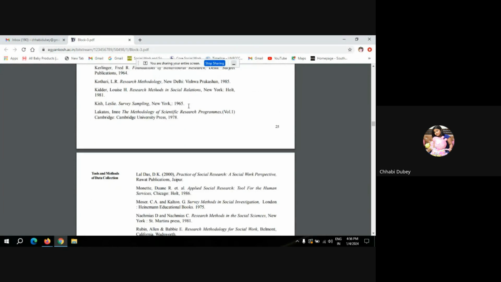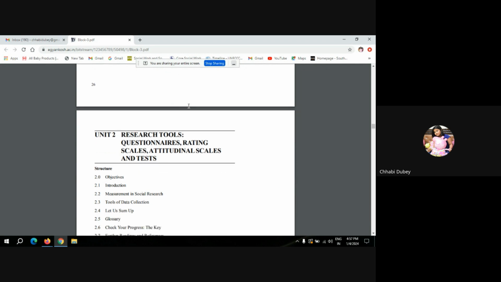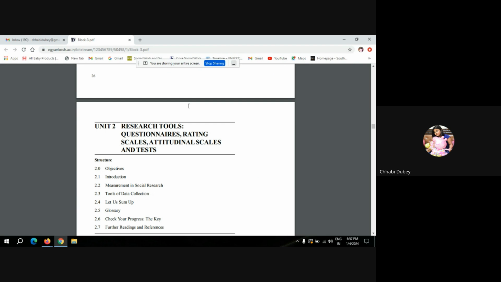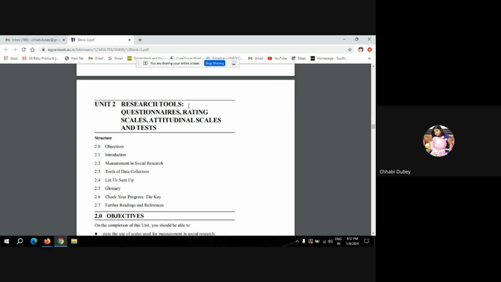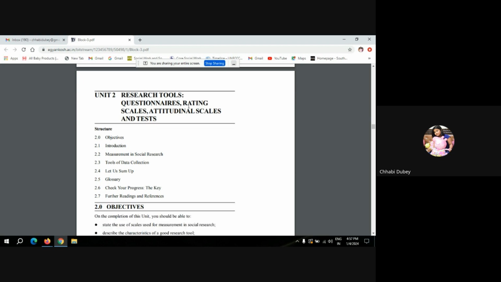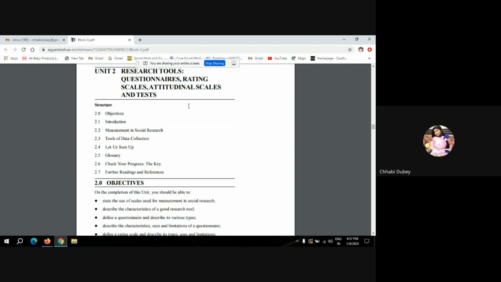So this brings an end to the sampling methods. We have studied the two types of samples, probability sampling and non-probability sampling. Now we will go on to inquire about various research tools which are used in research work. So how do you collect data? These are some of the tools that are used for collecting data.